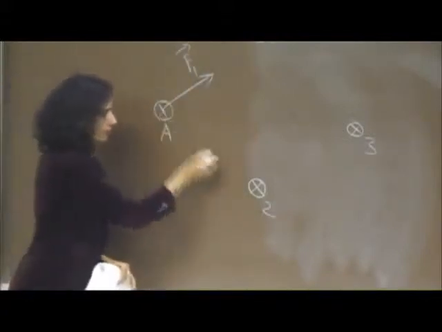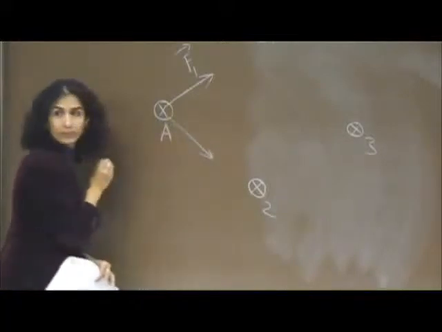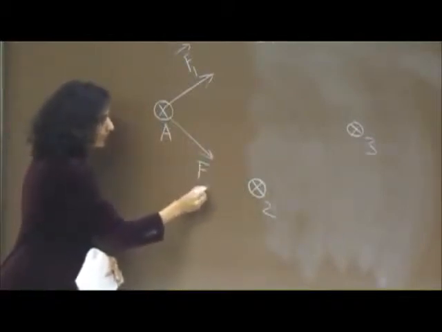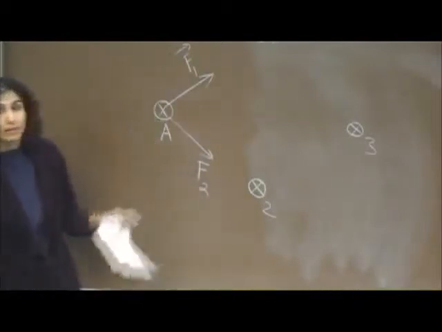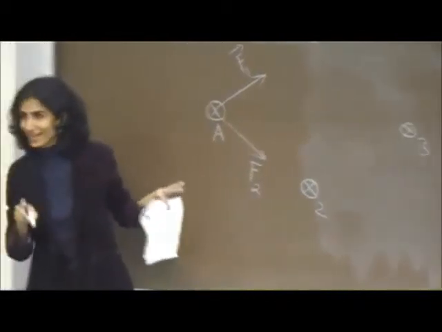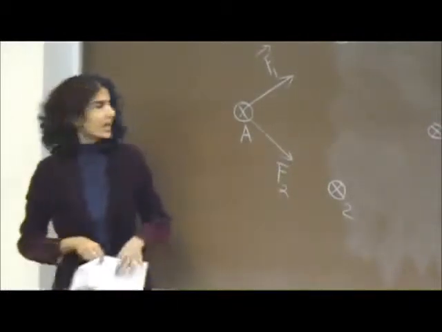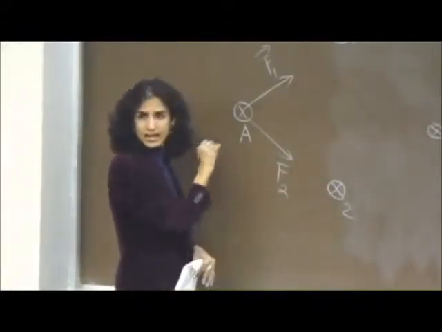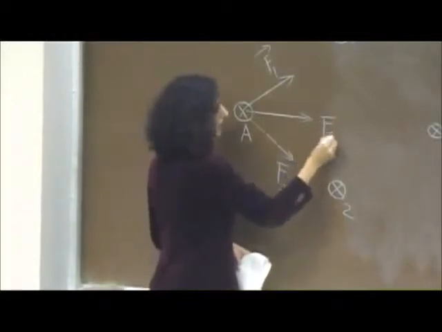What about the force on wire A due to wire 2? Is it like this? Yeah, because wire A and wire 2 are also carrying current in the same direction. The two of them attract each other, so wire A is attracted towards it. I'm only interested in the free body diagram, in other words, the forces on wire A. So I'm drawing it towards wire 2, showing that it's being attracted. What about the force on wire A due to wire 3? Again, it's an attraction. So wire A is feeling a force, F3, like this.